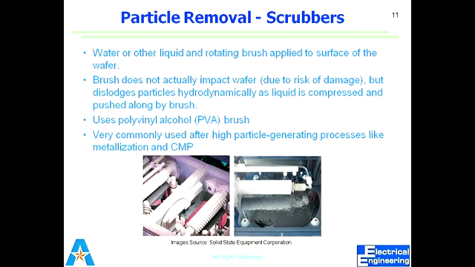CMP again? Sorry? CMP? Oh, CMP. CMP is chemical mechanical polishing. We call it chemical mechanical polishing or chemical mechanical planarization. At the end of the fabrication process, you go for CMP. So metallization and CMP always come at the end of a process.